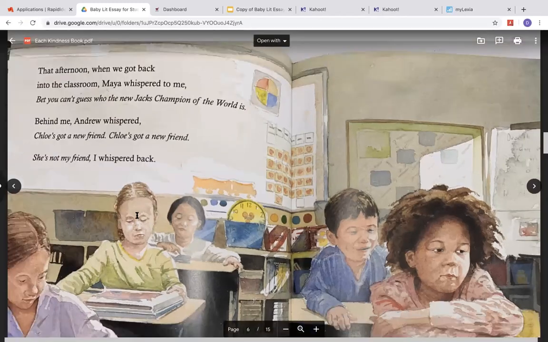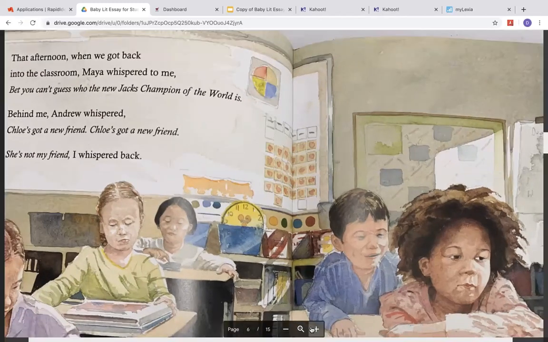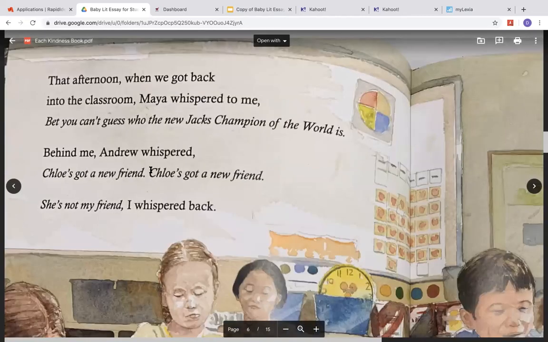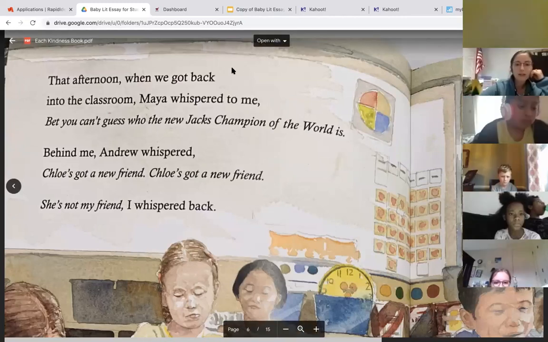So you could see my page right here. All right. That afternoon, when we got back into the classroom, Maya whispered to me, bet you can't guess who the new Jax champion of the world is. Behind me, Andrew whispered, Chloe's got a new friend. Chloe's got a new friend. She's not my friend, I whispered back.